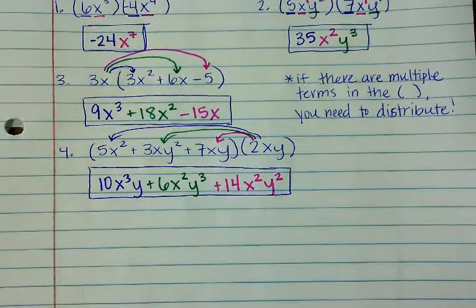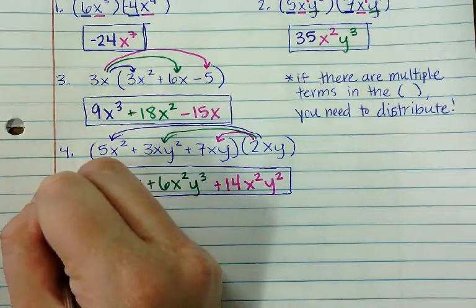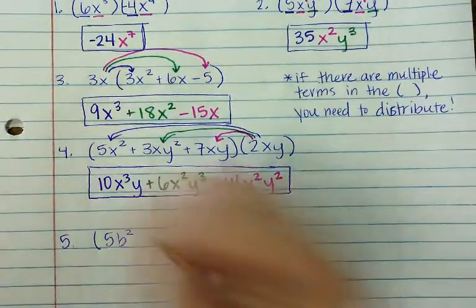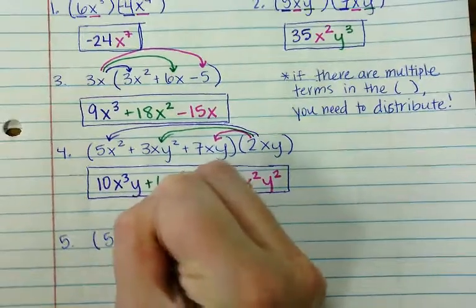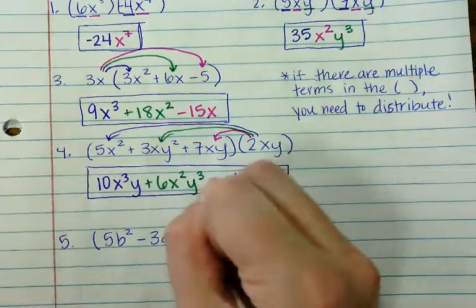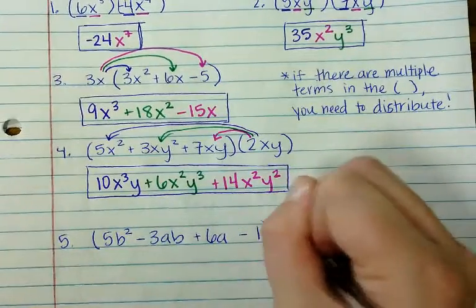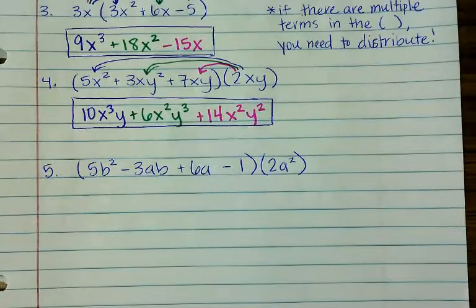Okay. So now we're going to do another one here. And I want you guys to actually do this one on your own. We have 5b squared minus 3ab plus 6a minus 1. And that's going to be times 2a squared. So guys, I want you to go ahead and copy that one on your own, on your paper, and then we will go over it together in just a moment.